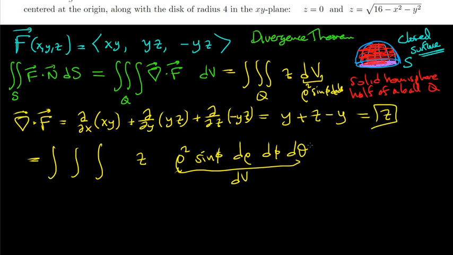But there's a problem. There is no z in spherical. You can use z for rectangular or for cylindrical, but not for spherical. So remember what z is in spherical. It's just rho cosine phi. So let me just plug that in here. Let's get rid of the z and write that as rho cosine phi.